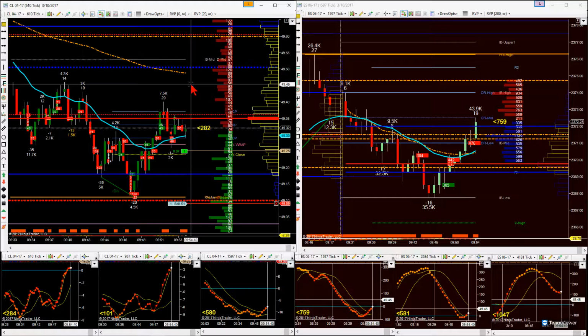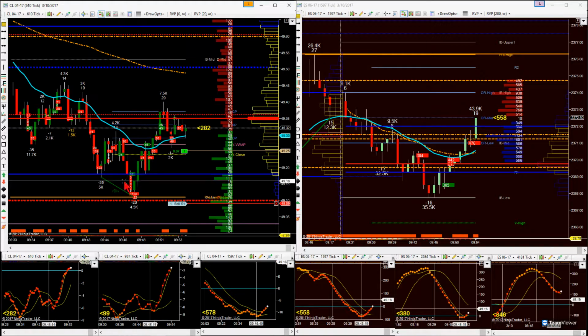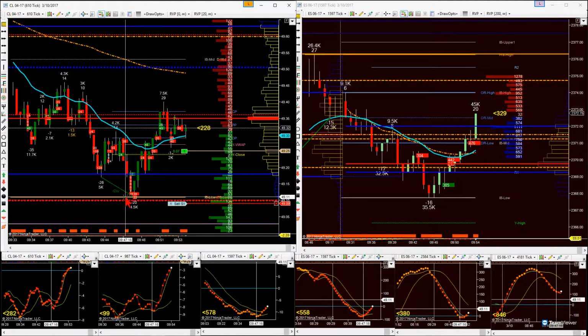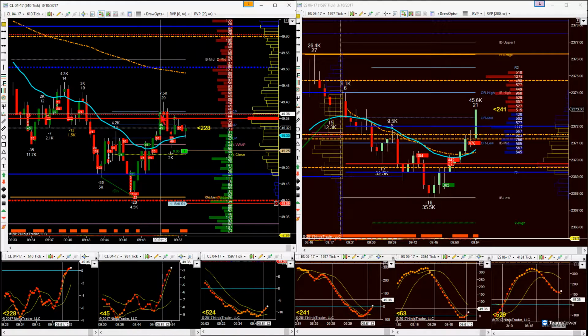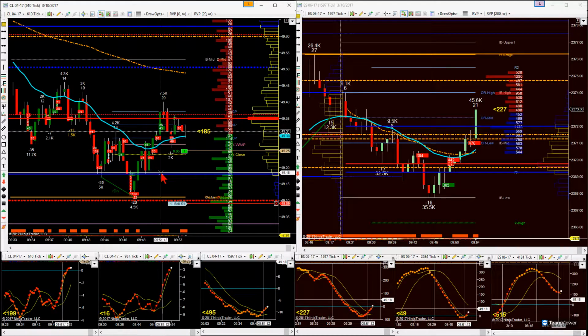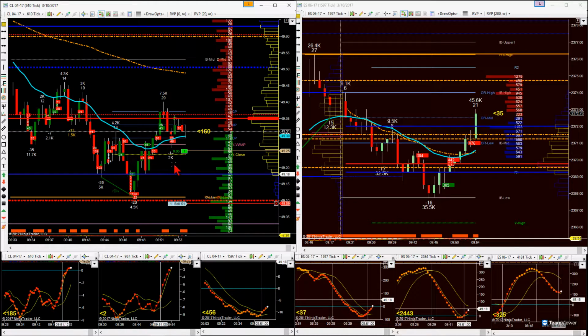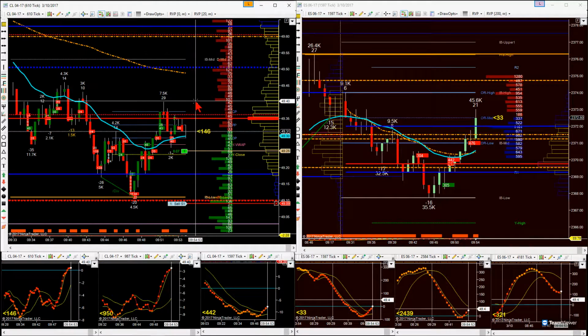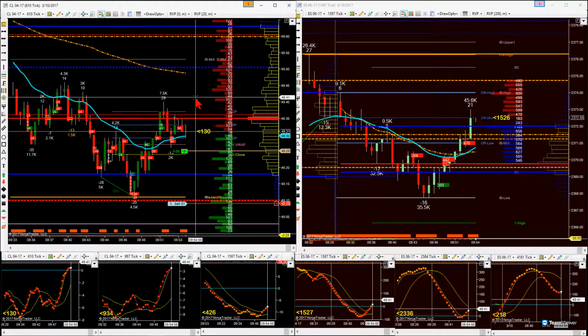Let's see if the 21 EMA can hold. Remember, right now we're still watching this as a low. Here was a high, higher low, higher high, higher low. If we can stay above here and then make our push up, I'm still happy with this.